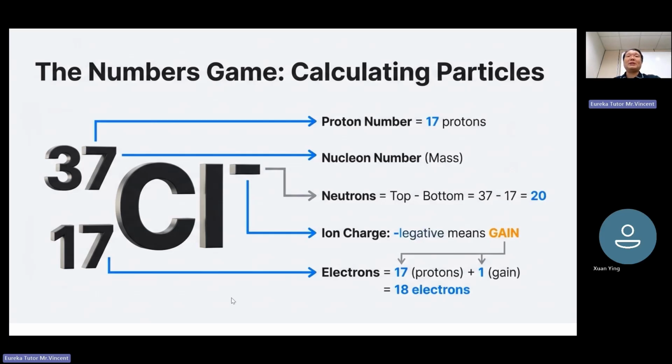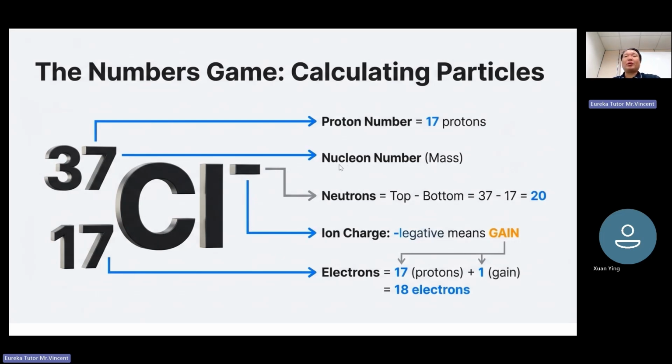But in this case, the question gives you a 1 minus. What does this 1 minus mean? It is the ion charge. If no number is written, the default is 1. So it's -1. In this case, you have 17 electrons in the neutral state, plus 1 more electron. So we have 18 electrons in this scenario.